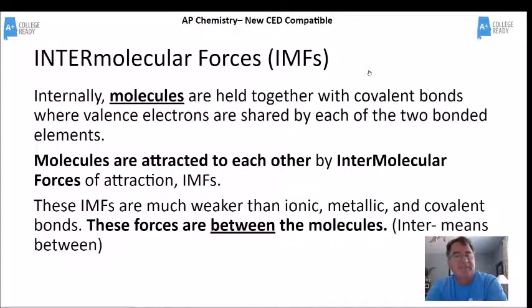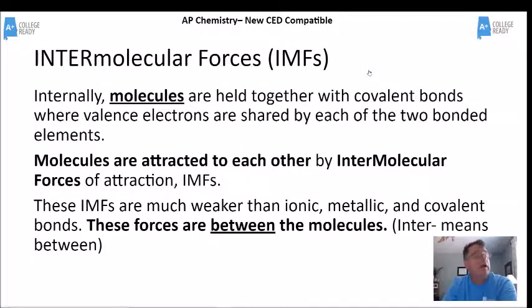Intermolecular forces are different from intramolecular forces. Inter means between. Intra means within. So we're talking about not a covalent bond between hydrogen and oxygen in water. We're talking about the bond between one water molecule and another water molecule. So these are the forces you've probably heard of back in the day, like LDF or hydrogen bonds.